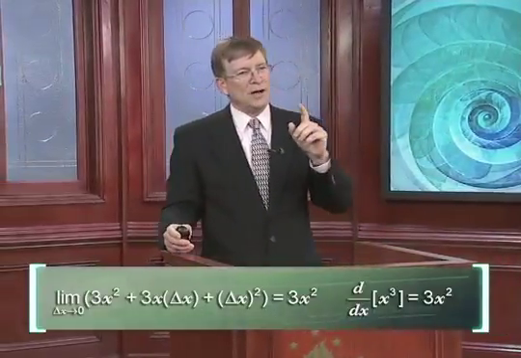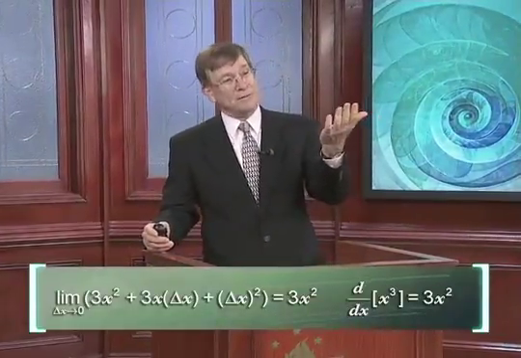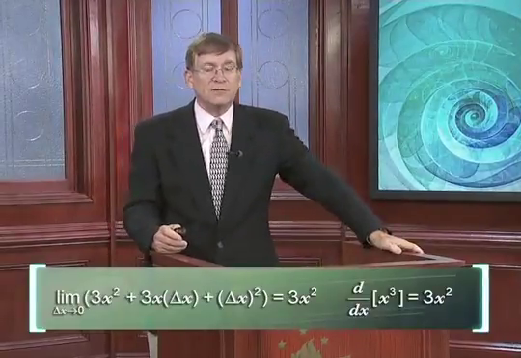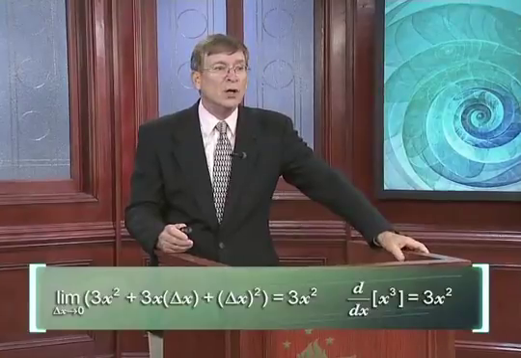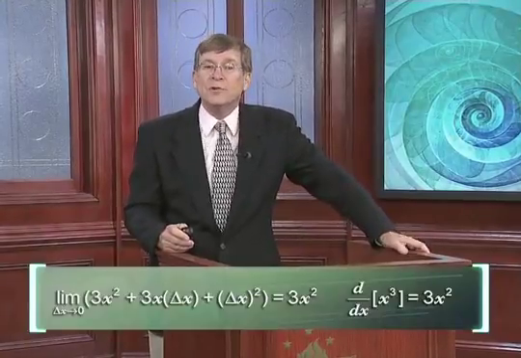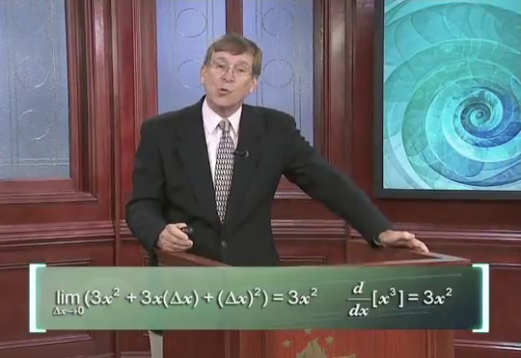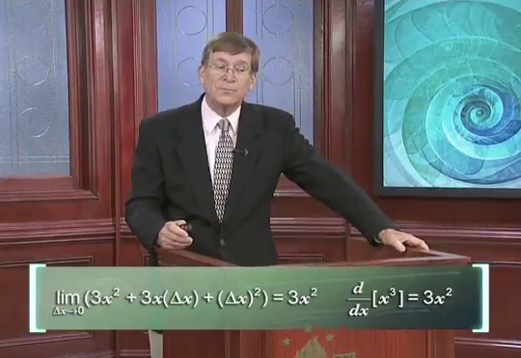What's the slope of the graph of the function x cubed at 0? Well, plug it into the derivative. It would be 0, 3 times 0 squared. What's the slope at 1? It would be 3. What's the slope at minus 2? It's 12. Plug in minus 2.